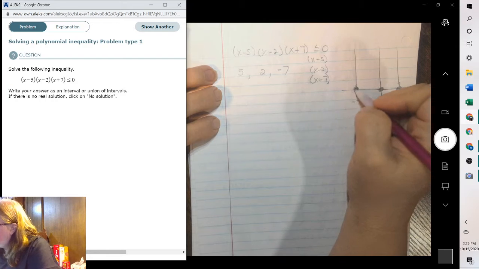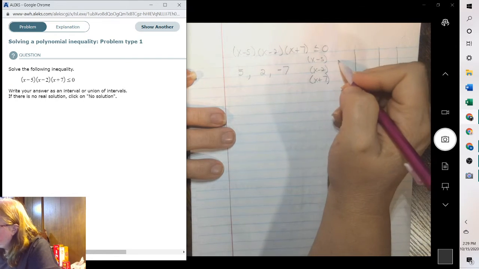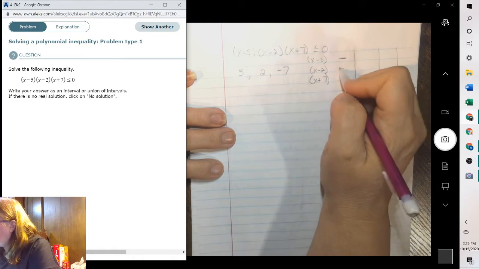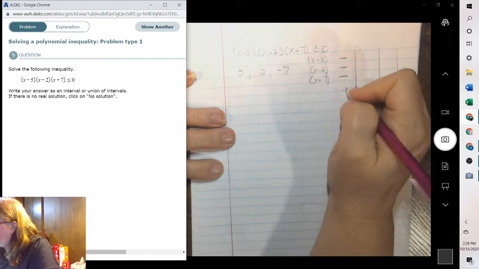And you need to pick a number to the left of negative 7, say negative 10. If we plug them in, negative 10 minus 5 is negative. Negative 10 minus 2, negative. Negative 10 plus 7 is negative. Multiplying them all together, we get a negative.